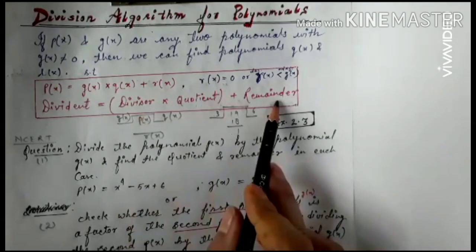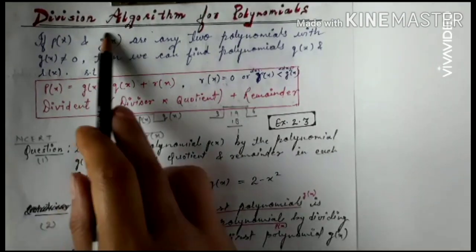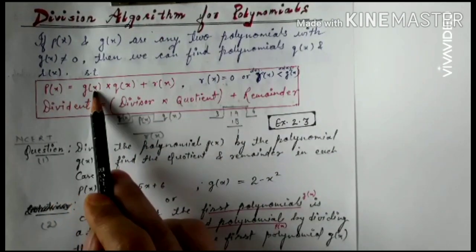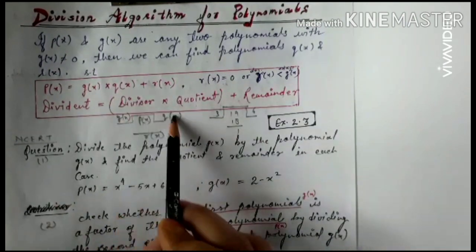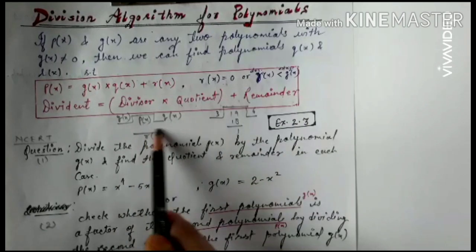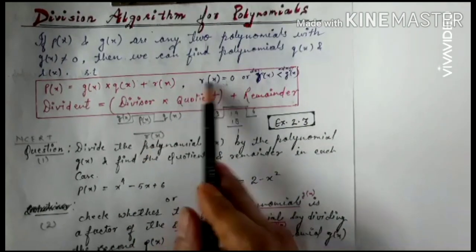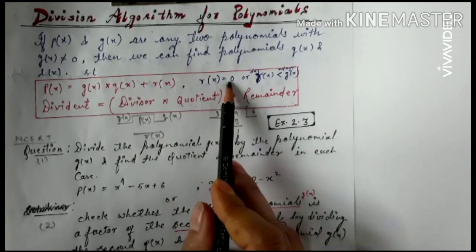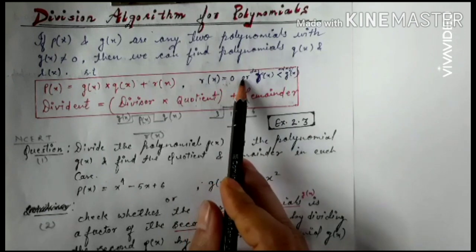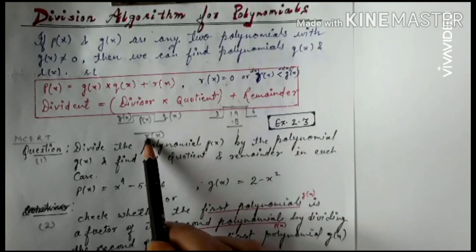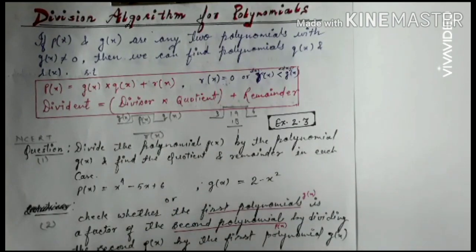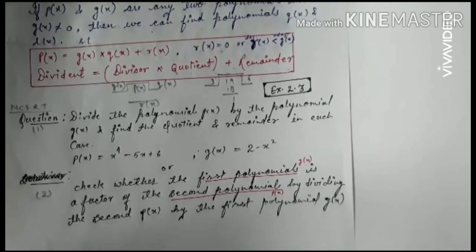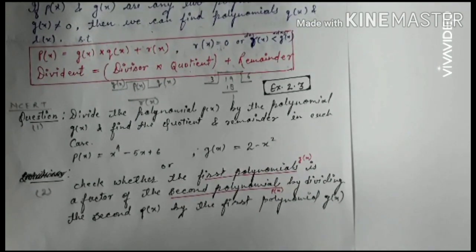You will follow the same process. So for the division algorithm, p(x) equals g(x) multiplied by q(x) plus r(x). That means dividend equals divisor multiplied by quotient plus remainder. And about the remainder: the remainder can be 0, or the degree of the remainder is always less than the degree of the divisor. In your 9th class you became familiar with division of polynomials.